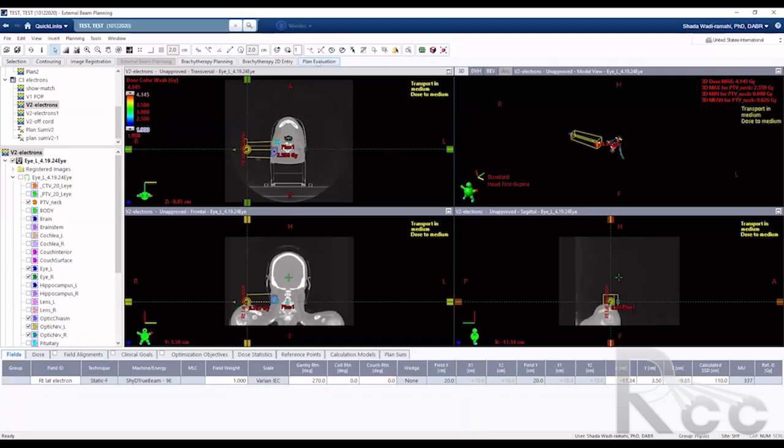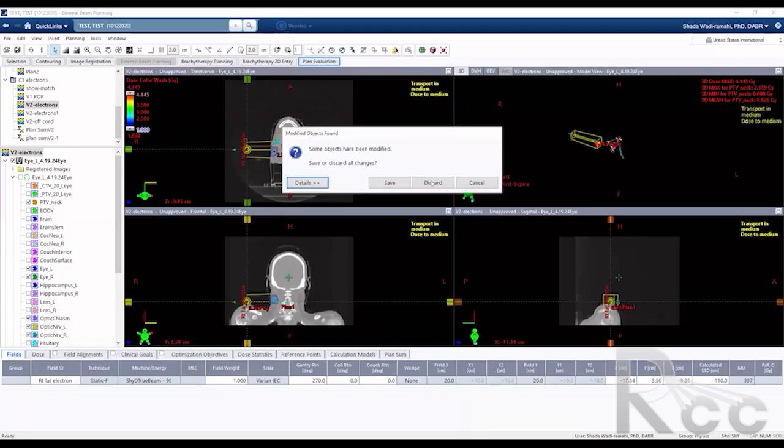So for this, in this particular planning system, I have to go to a different window. Then could you also clarify, Shada, why we are using electrons for that bottom part instead of covering the whole thing with photons? Yes, because in head and neck treatment, the tumor requires higher than 60 gray of prescription.